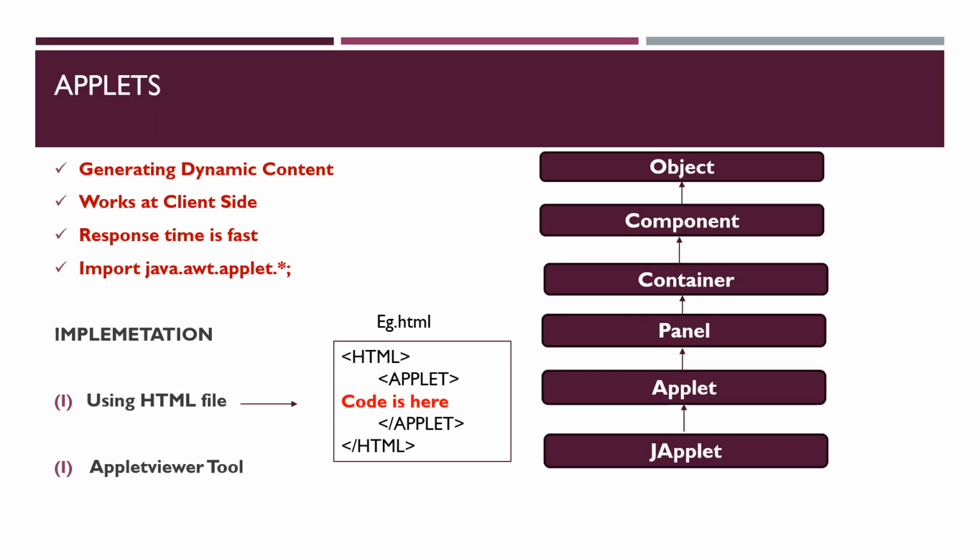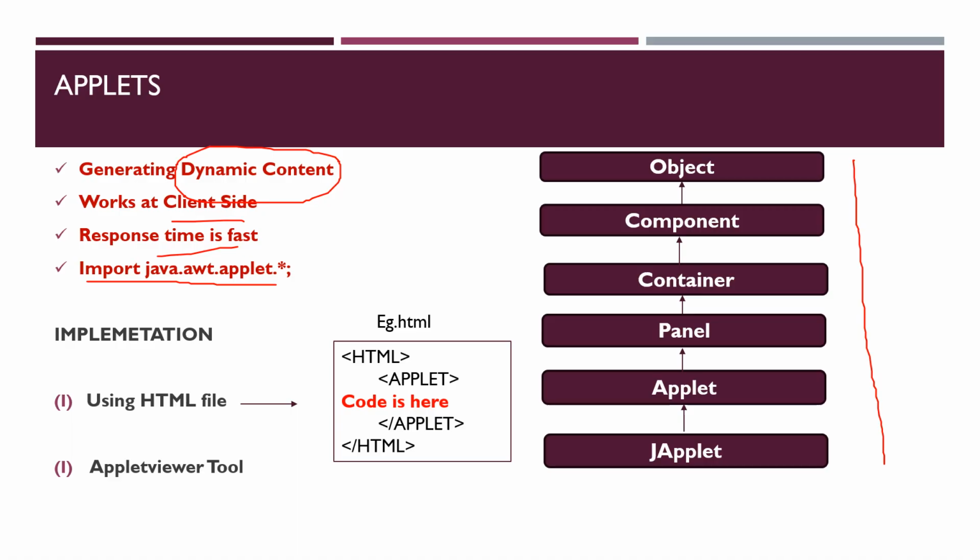So, the features of the applet are that it is used to embed the code in the web browser and to generate dynamic web content. It works on the client side, so the response time is very fast. In order to import all these classes in our program, we have to use import java.applet.*.